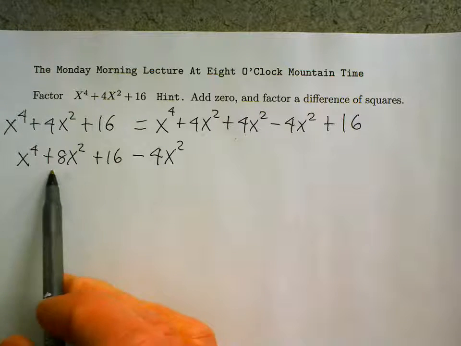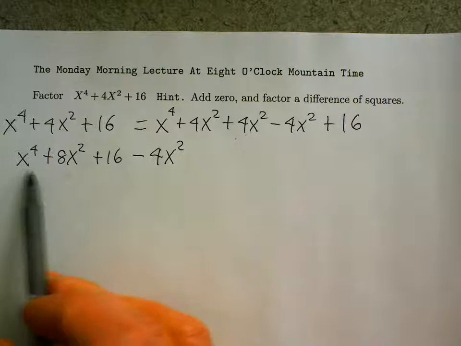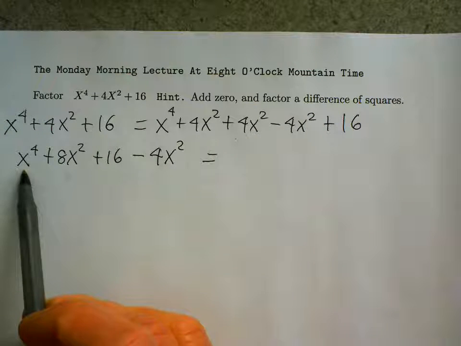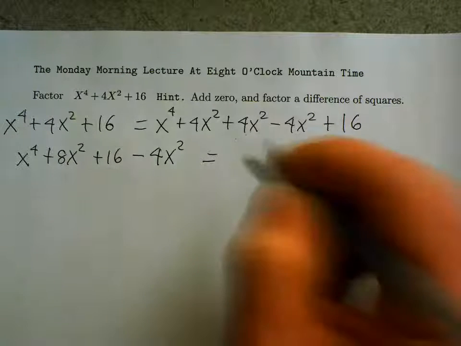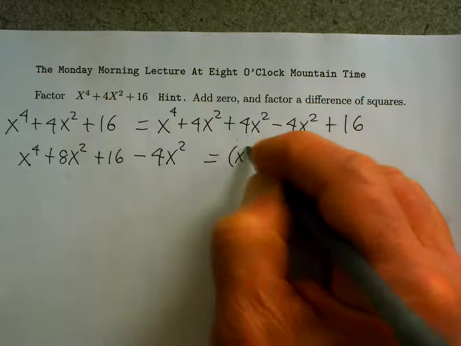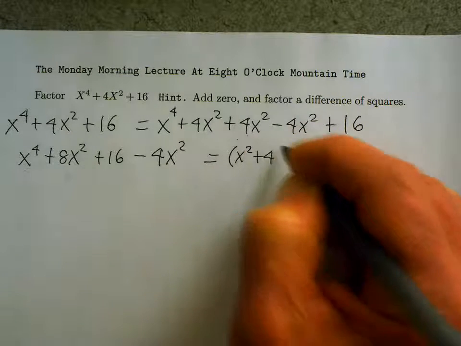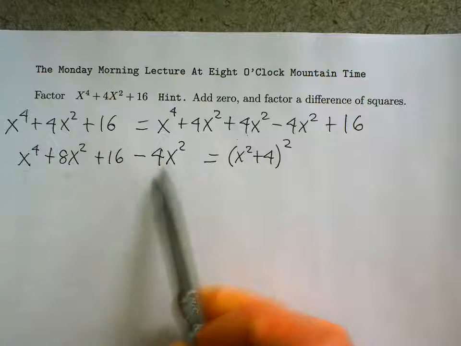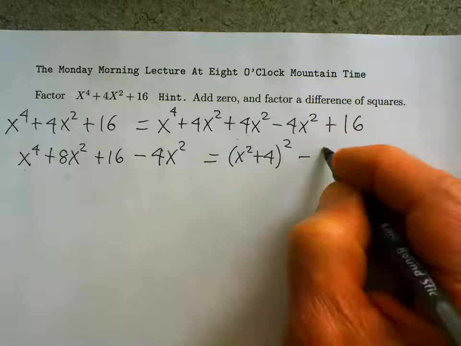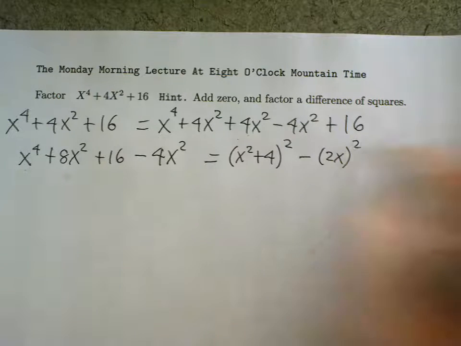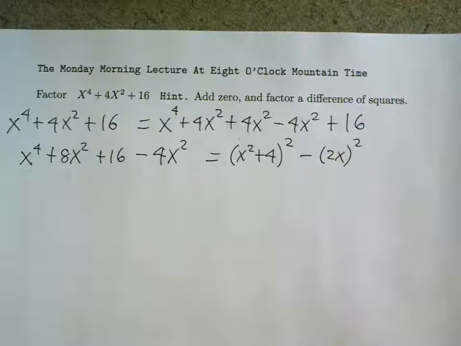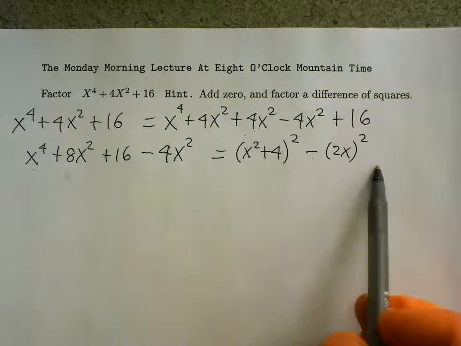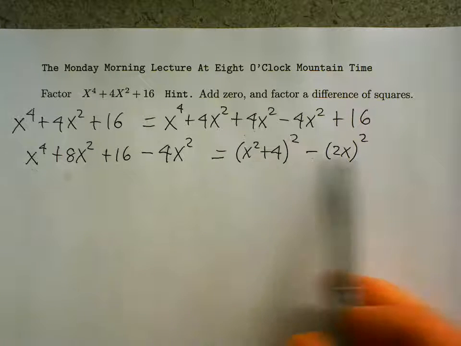x to the 4th plus 8x squared plus 16 is a perfect square. So we can rewrite x to the 4th plus 8x squared plus 16 as the quantity x squared plus 4, squared. And the minus 4x squared, we can write that as minus the quantity 2x, squared. So as you can see, we have a difference of squares. Now we just use the difference of squares factoring formula.